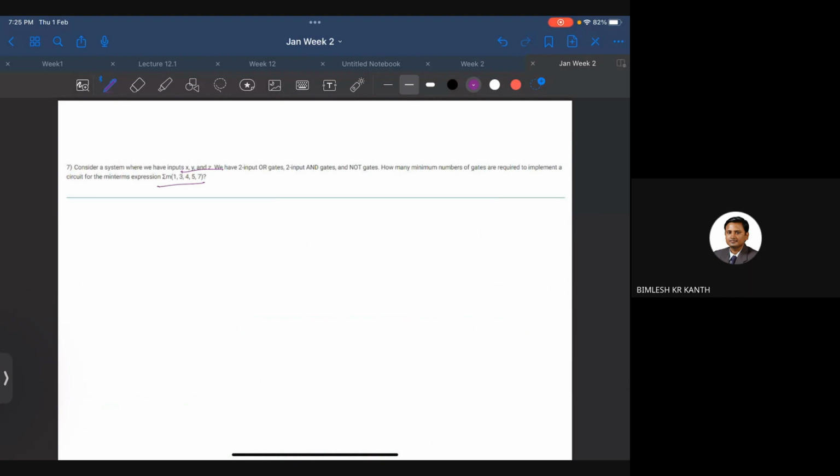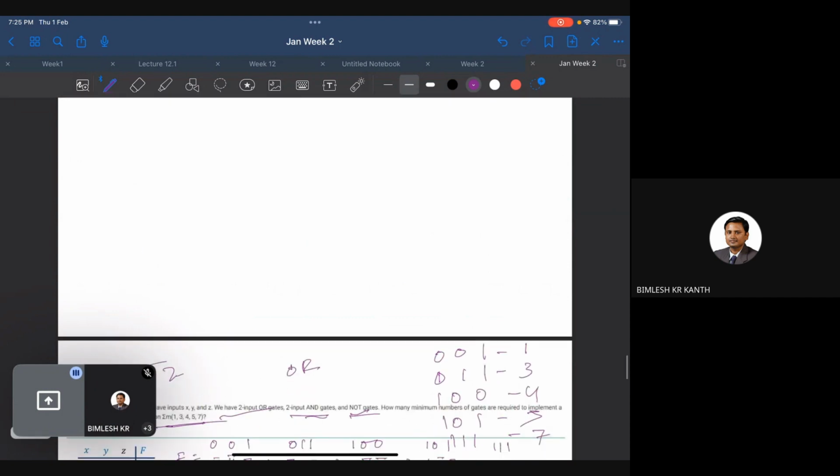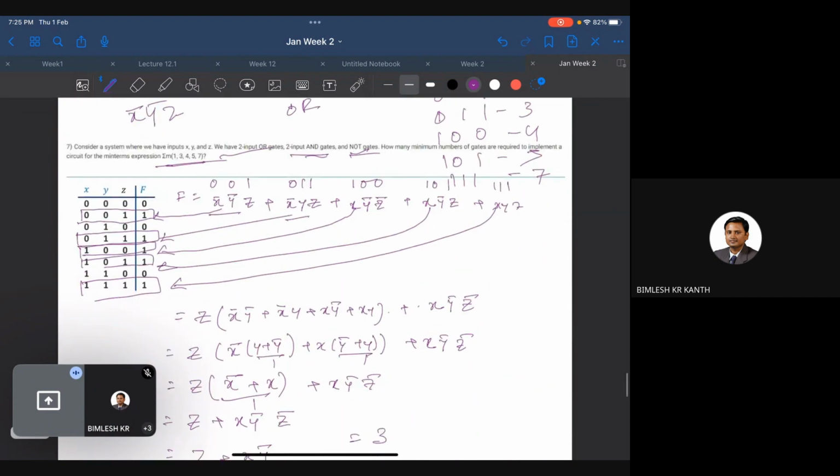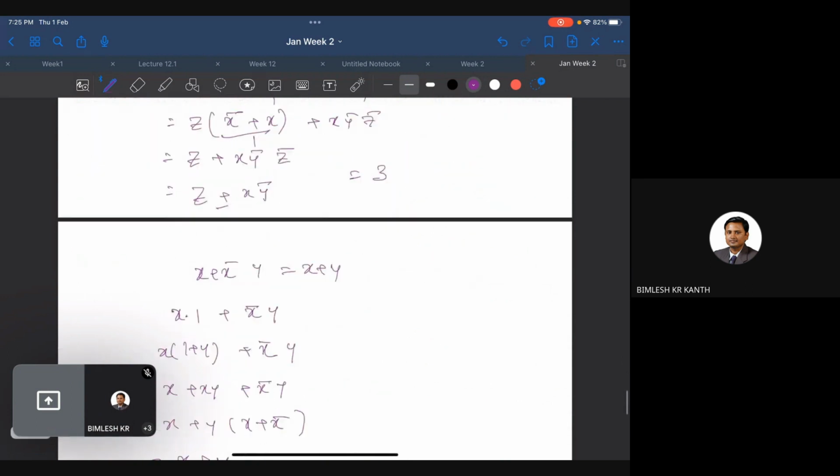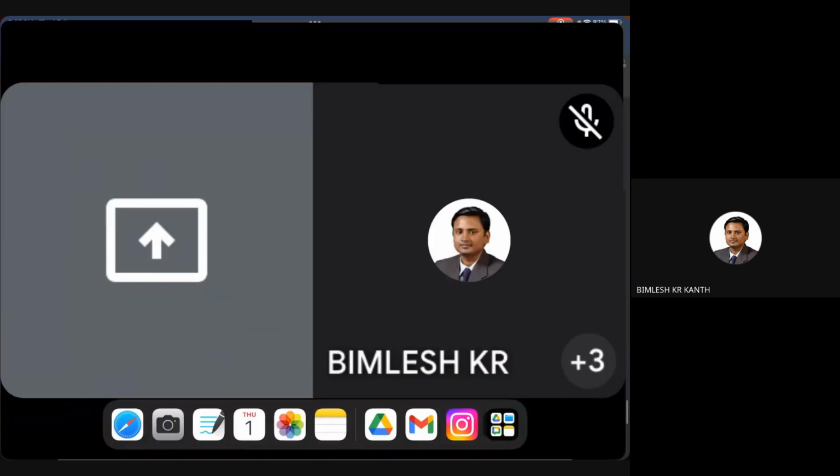So in week two, I think basically SOP, sum of product, all the things are given, and minimization of Boolean expressions, right? Any doubt in week two? I think we should be able to solve questions now.